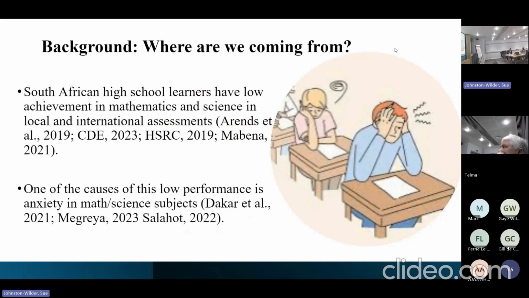So one of the causes, according to research, of this low performance has to do with the anxieties that they experience. They are scared of the subject, especially with mathematics. That attitude of I can't, math is not for me. But in our schools, most of the students are forced to do mathematics because they have this tendency of I can do mathematics, I can do physics, but I have no option.